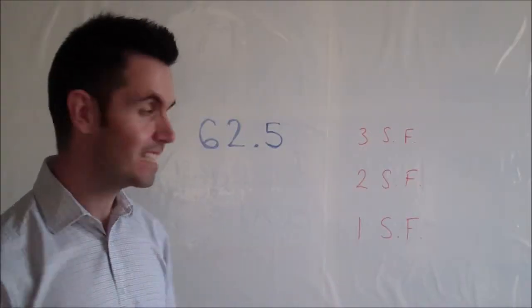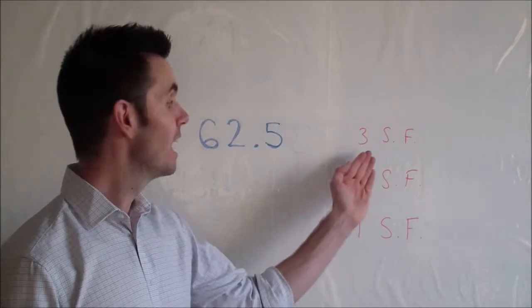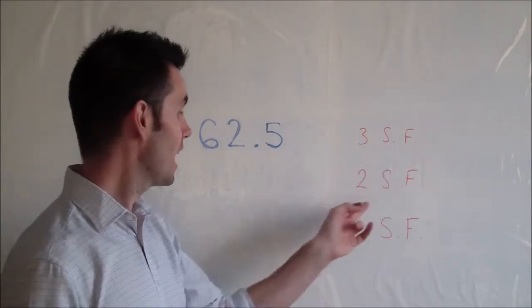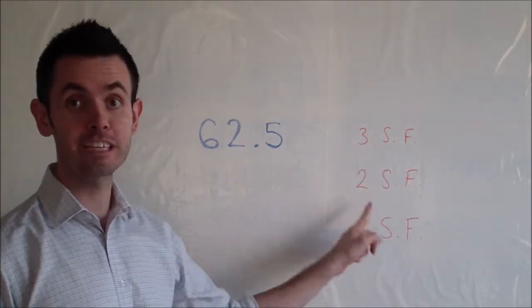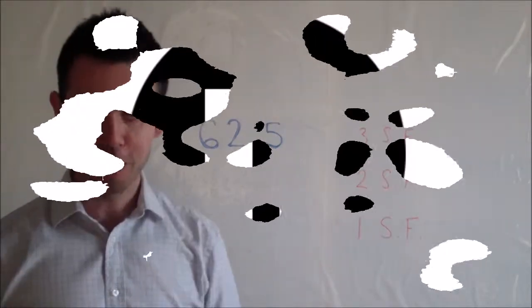And here's another one, 62.5 has 3 significant figures. I want you to write out this number correct to 2 significant figures. Off you go.